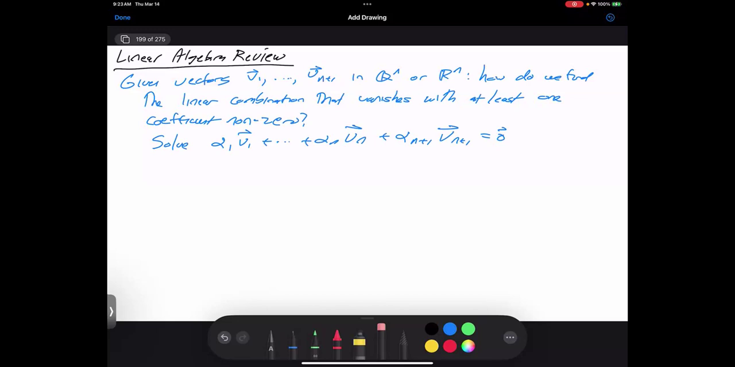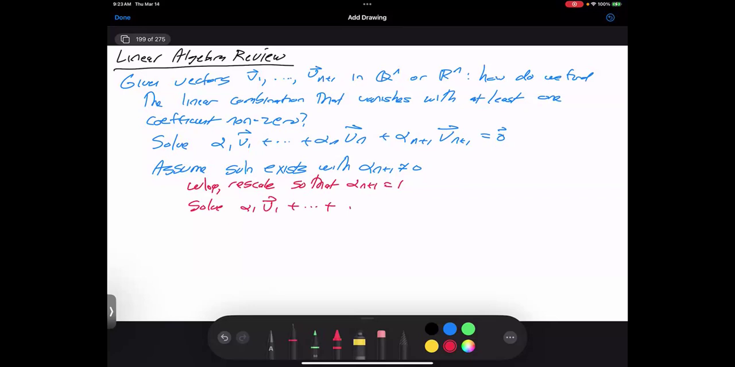Right? So one possibility is assume a solution exists with alpha n plus 1 not equal to zero. Without loss of generality, what can you assume alpha n plus 1 is? 1. So without loss of generality, rescale so that alpha n plus 1 equals 1. And now we want to solve alpha 1 v1 plus dot dot dot plus alpha n vn equals vn plus 1. Well, that's the same as taking the matrix v1 through vn times the vector alpha 1 through alpha n equals vn plus 1.